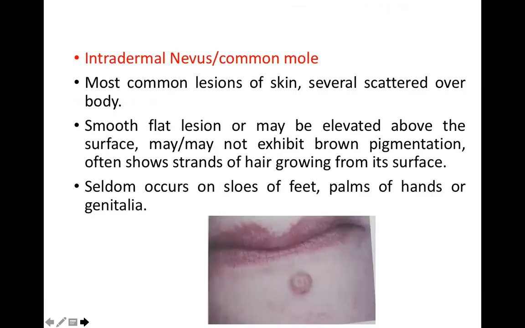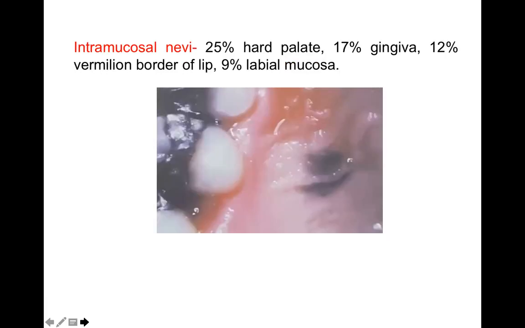So intradermal nevus, also called common mole, is the most common lesion of skin, several scattered over the body. It is a smooth flat lesion or may be elevated above the surface, may or may not exhibit brown pigmentation, often shows strands of hair growing from its surface, and seldom occurs on soles of feet, palms of hands, and genitalia. Then intramucosal nevi: 25% hard palate, 17% gingiva, 12% vermilion border of lip, and 9% labial mucosa.